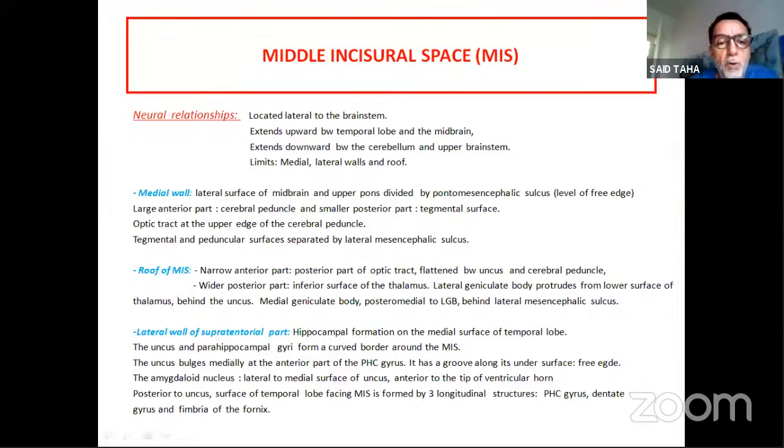The lateral wall of the supratentorial part is formed by the hippocampal formation on the medial surface of the temporal lobe. This region corresponds to the parahippocampal gyrus, dentate gyrus, and fimbria of the fornix.